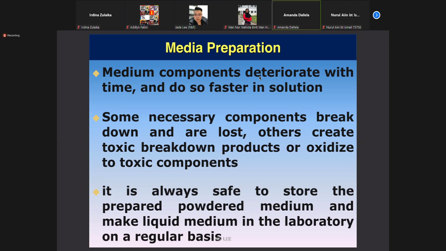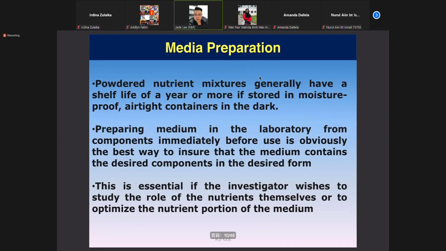Makes sense, doctor. Okay, now, the powdered media and nutrient mixtures generally have a shelf life of a year or more if you store them in a moisture-proof, airtight container in the dark. Always remember that some of the chemicals are sensitive to light, so it is good if you can store them in the dark. You wrap it with aluminum foil, and with the airtight container, you can prolong the shelf life of the chemicals, or the nutrients.